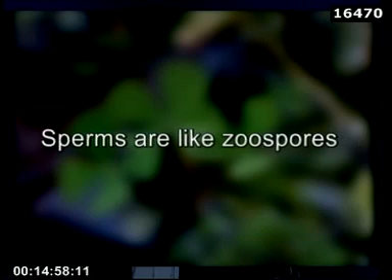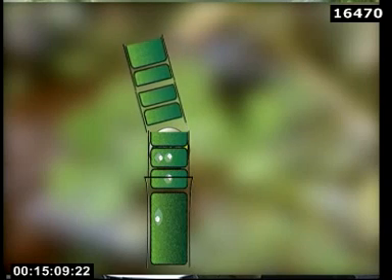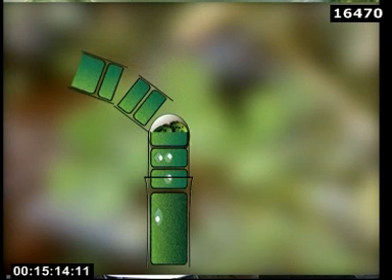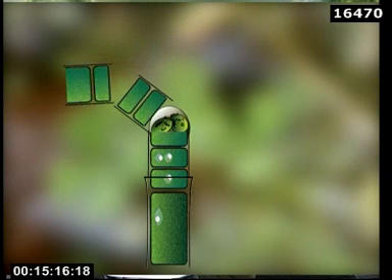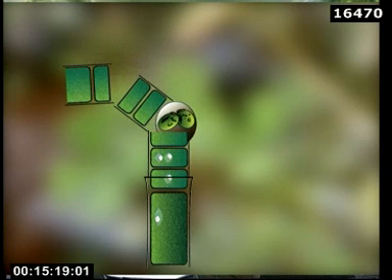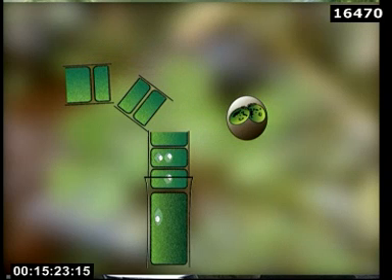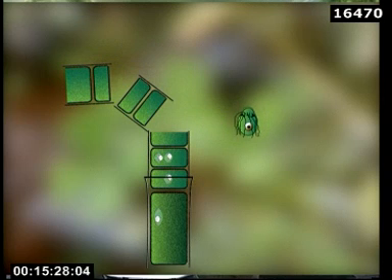The sperms after their formation are just like zoospores in their morphology, but they are smaller in size and similarly have the crown of flagella at the base of the beak-like structure. The sperms are liberated by the transverse rupture of the antheridium, similarly as the zoospores are liberated. Now these sperms swim freely in the water for about an hour and then finally reach the oogonium.